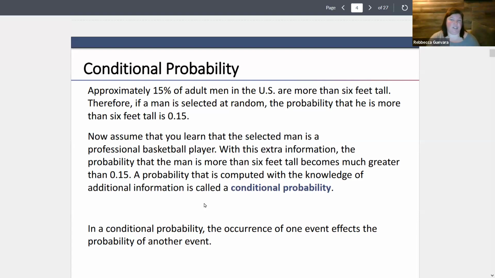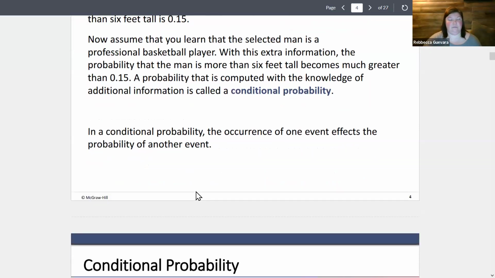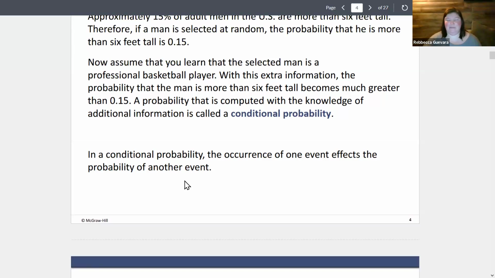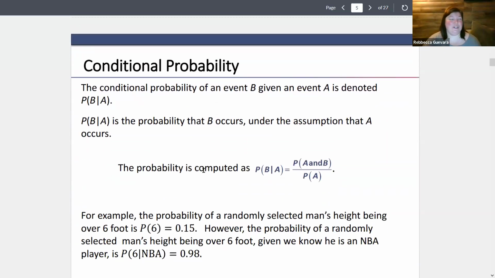So just looking at men in general, we know there's a 15% chance that they're going to be over 6 feet tall. But if I add on another event to that, so not only are they a man in the US, they're also in the NBA. Said that wrong. If they were in the NBA, then that probability is nearly 100%.